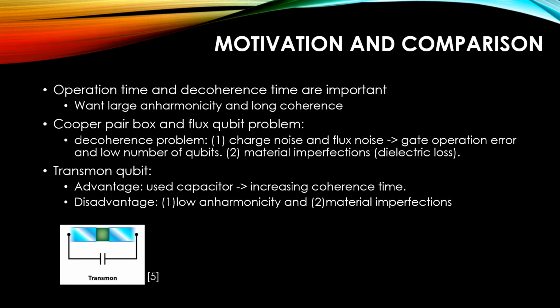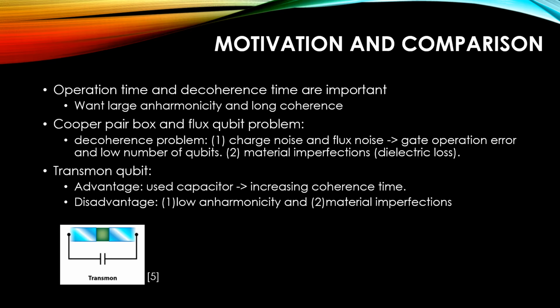Now I will talk about motivation and comparison. The performance of a quantum processor, characterized by the fidelity of its operations, is confined by the ratio between the operation time and the decoherence times of the qubit. So basically, our motivation is that we want to pack a long coherence time and large anharmonicity into one qubit. That's why researchers are investigating alternatives and improvements. Anharmonicity means how fast the qubit can complete an operation of a given accuracy.